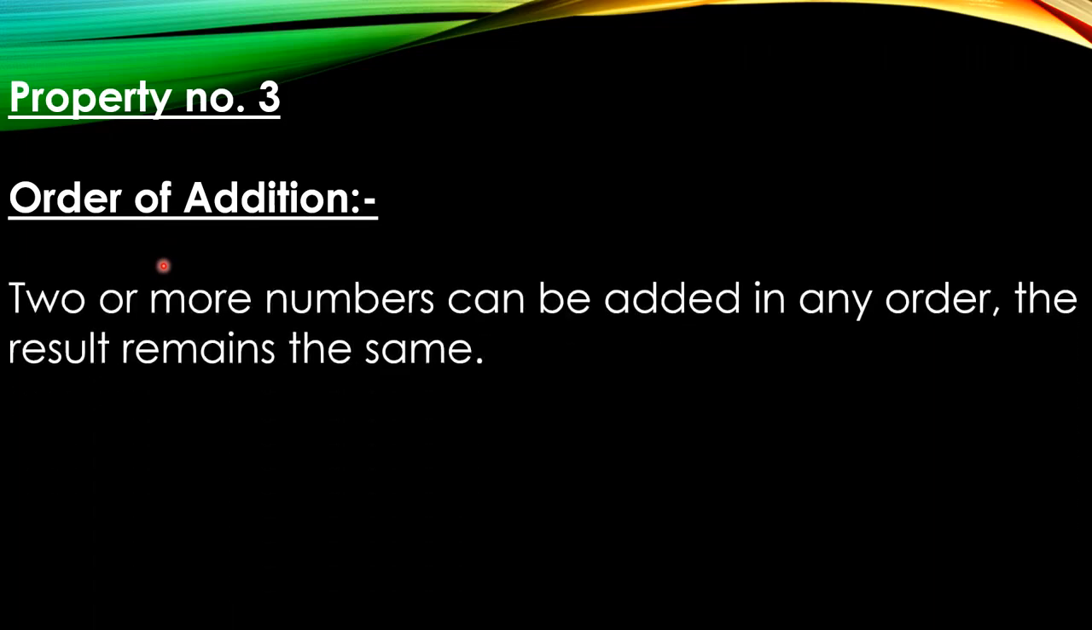नाउ प्रॉपर्टी नंबर 3, ऑर्डर ऑफ एडिशन. अब ऑर्डर ऑफ एडिशन का मतलब है कि जब हम दो नंबर्स को ऐड कर रहे हैं या फिर दो से ज्यादा नंबर्स को ऐड कर रहे हैं, अगर हम उनका ऑर्डर चेंज कर दें तो भी उनका जो आंसर है वो सेम रहेगा. 2 or more numbers can be added in any order. किसी भी ऑर्डर में अगर हम उसको ऐड करें, the result remains the same.